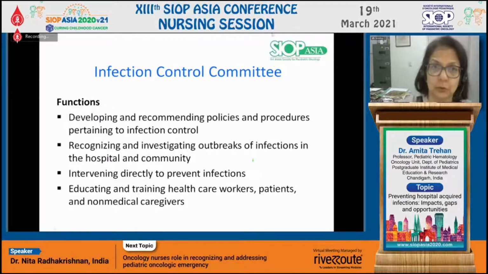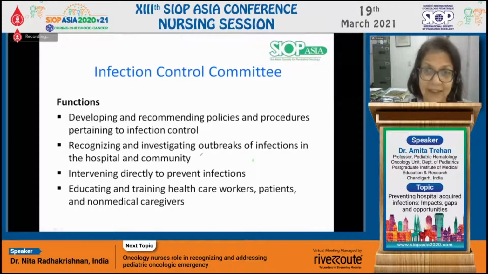An infection control committee will develop and recommend policies and procedures to control infection. It will recognize and investigate an outbreak of infection in the hospital. For example, 3 years ago, a lot of children in our ward got diarrhea. We were trying to figure out how everybody could get diarrhea. So the infection control committee came and went to check. They swabbed everything, cultured everything, and found the infection was coming from one of the taps, which was looked into. They intervene directly to prevent infections.